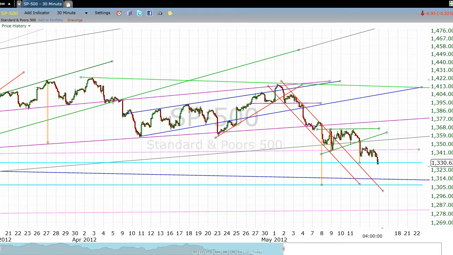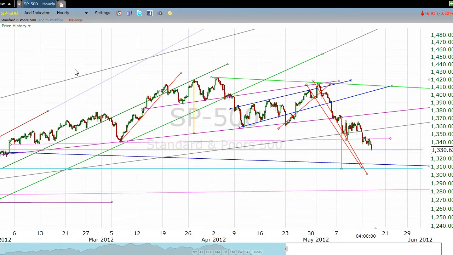Okay, let's start out here looking at a 30-minute chart. Tell you what, let's make this an hour. There we go. You can see if we look back on this chart that we have been headed really straight down ever since the S&P got back to the neckline of this little triple top pattern up here.